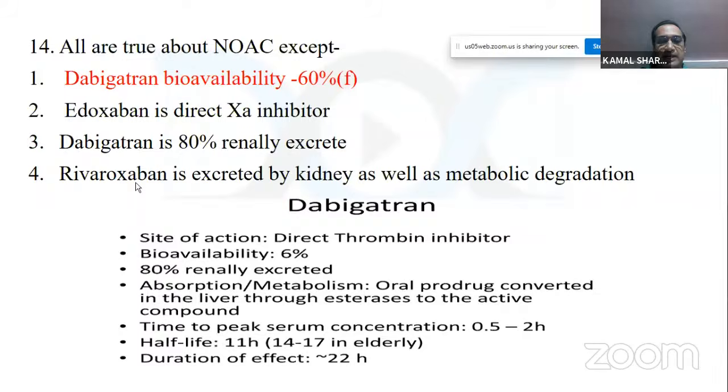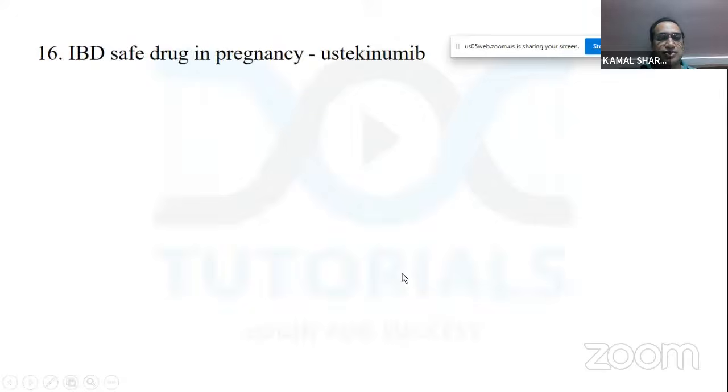All options were correct. Remember, dabigatran is the direct thrombin inhibitor, with 6% bioavailability, 80% renal excretion, an oral prodrug converted in the liver, peak concentration time is 0.5 to 2 hours, half-life of 11 hours with duration of effect lasting for 22 hours. So that was about the pharmacology of dabigatran.